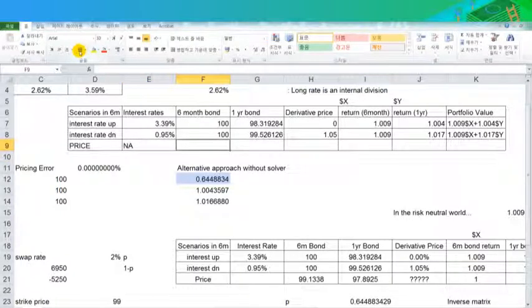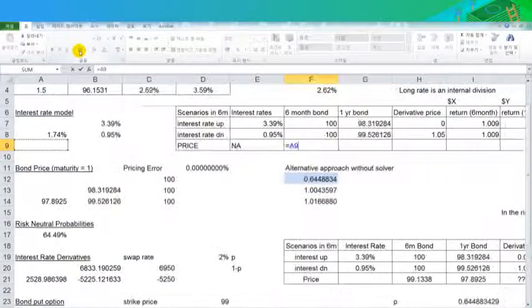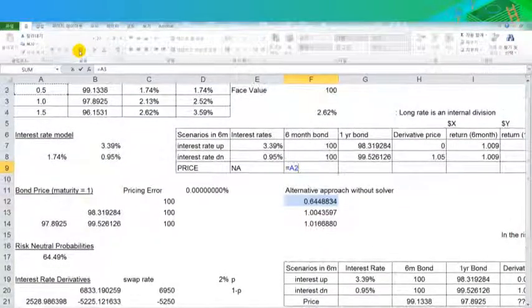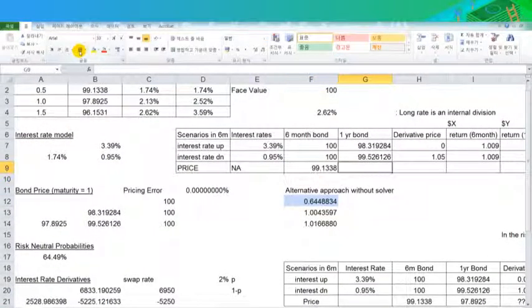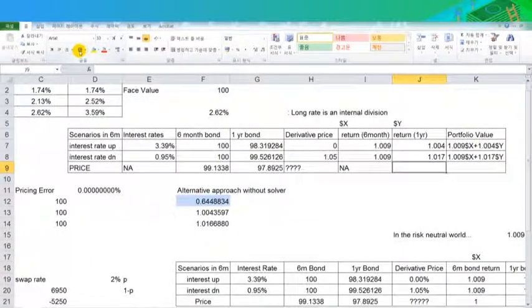And 6 month bond price today is, we know this one, and 6 months bond price is this one, and 1 year bond price today is this one, $97.89, and derivative today is something we want to compute. Okay, this is our target. We want to calculate this one, and return is not available. It is not applicable.